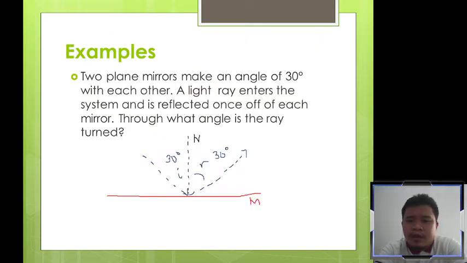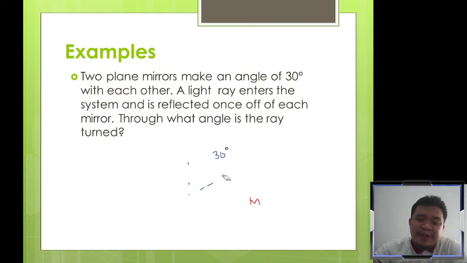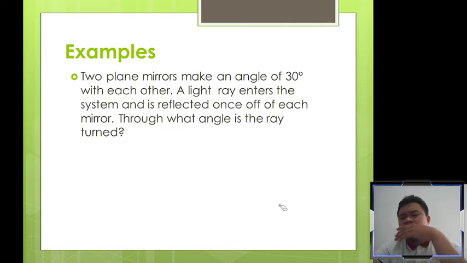Now, I want to show you this example. Sorry, I made a scribble of this problem a while ago, but allow me to erase this so that you will not be confused. So, let's have this first problem. Let's say two plane mirrors make an angle of 30 degrees with each other. A light ray enters the system and is reflected once off of each mirror. Now, the question here is, through what angle is the ray turned? Oh, this is a very interesting problem.